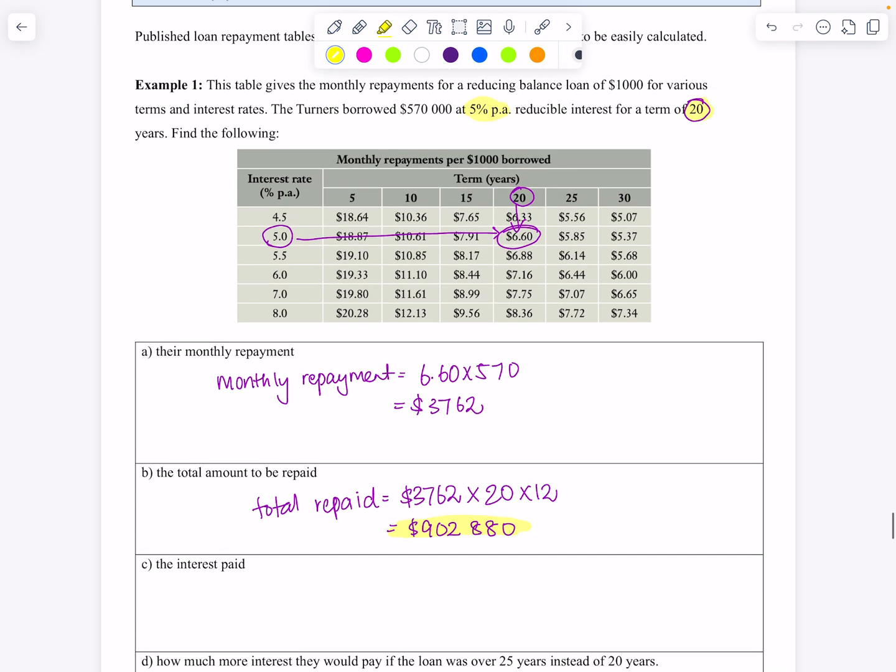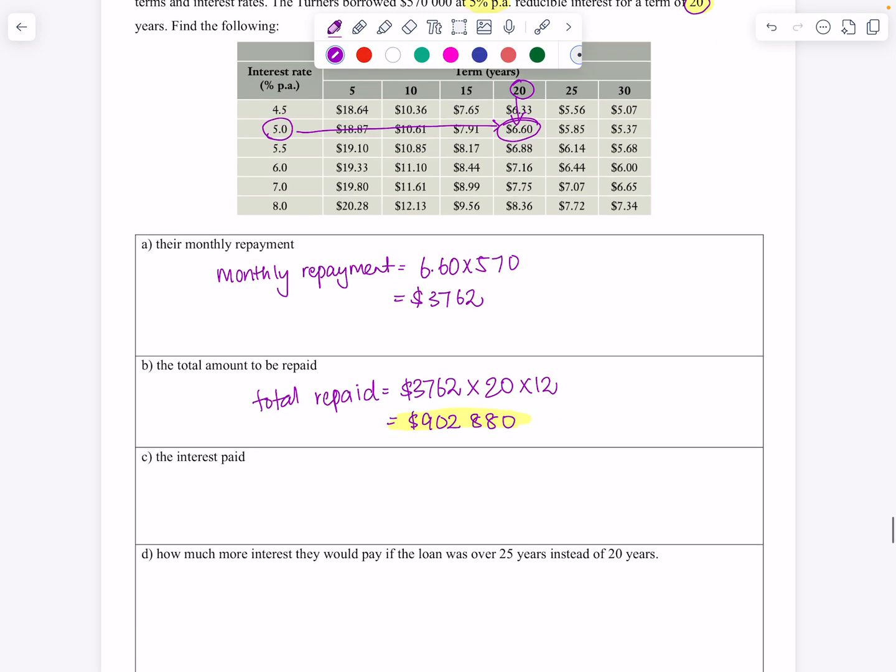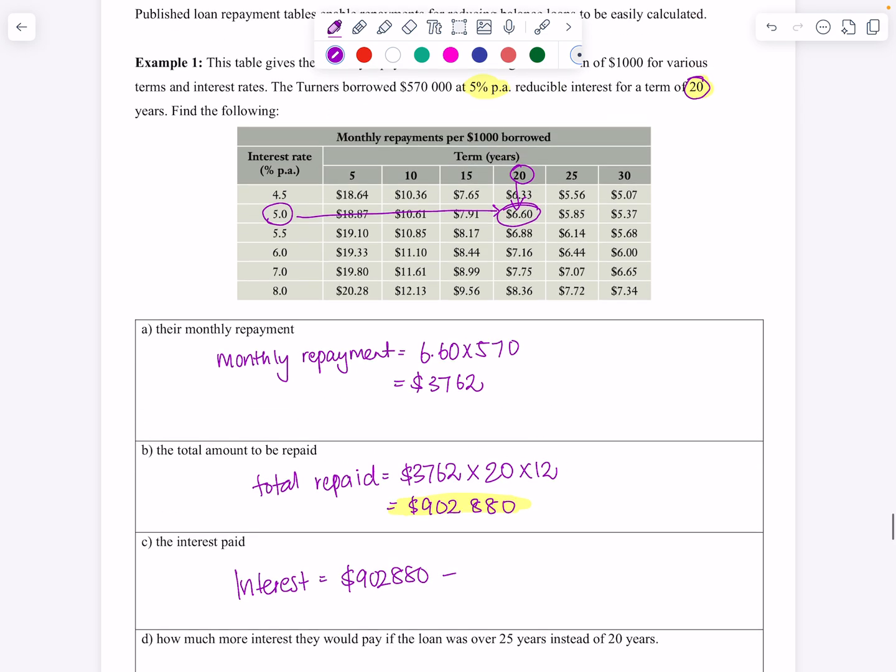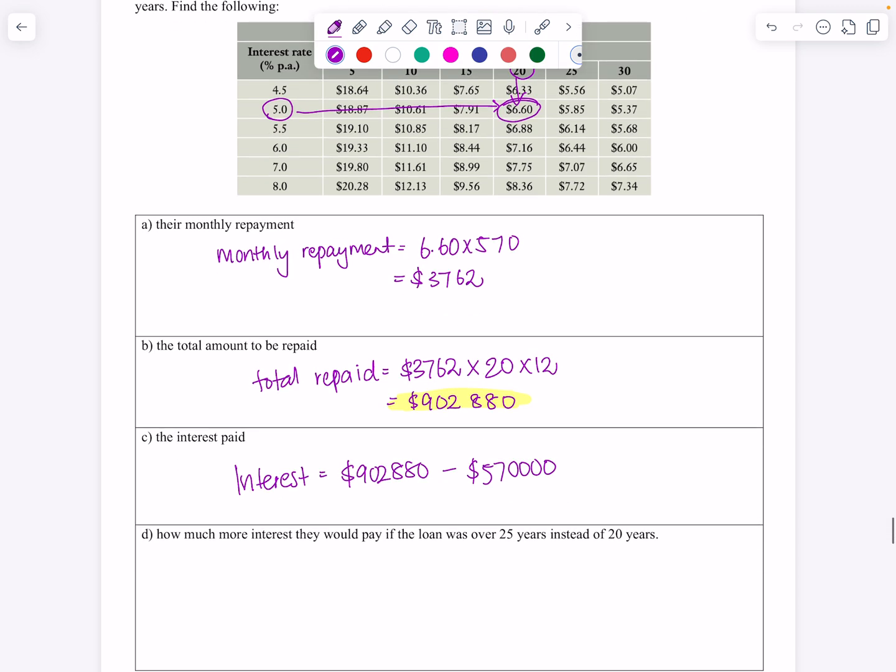Okay, clearly we ended up paying a very large amount of interest, and that's what they're asking us to calculate next, which you find by subtracting the two. So the interest paid is equal to how much you ended up paying through your monthly repayments, subtracted by the amount that was borrowed, and that ends up being $332,880. So there's the interest.